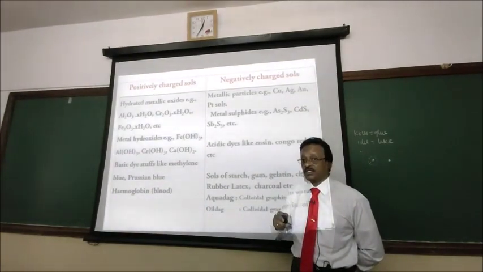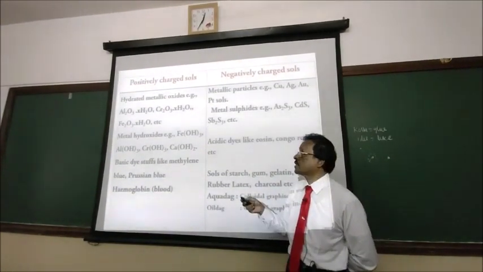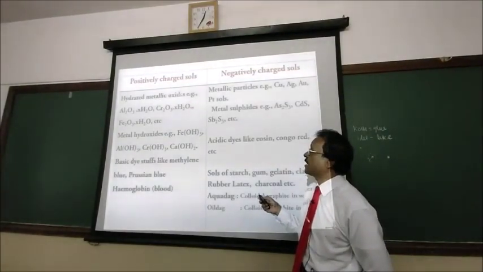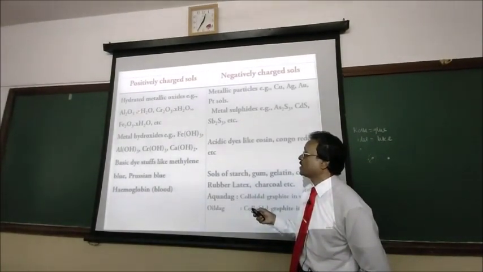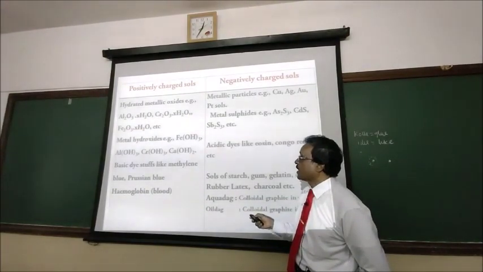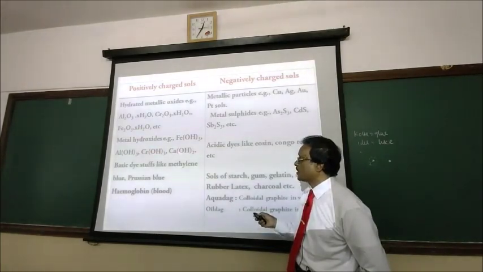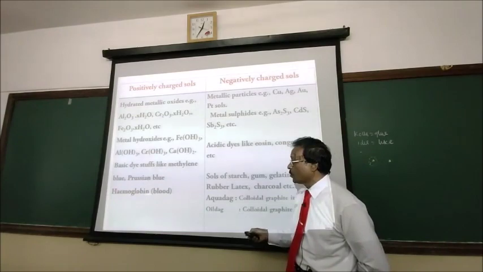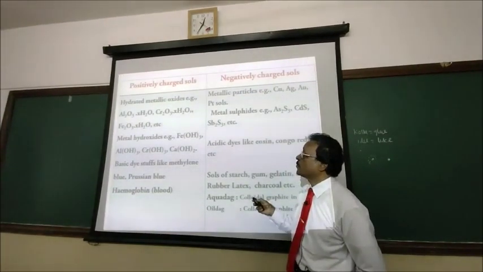How to know this charge? You must memorize this. Examples of hydrated metallic oxides: alumina, hydrated chromium oxide, hydrated ferric oxide. So metal hydroxides like ferric hydroxide, aluminum hydroxide, chromium hydroxide, calcium hydroxide. Also basic dyes like methylene blue, Prussian blue, even hemoglobin in blood. The blood is positively charged.